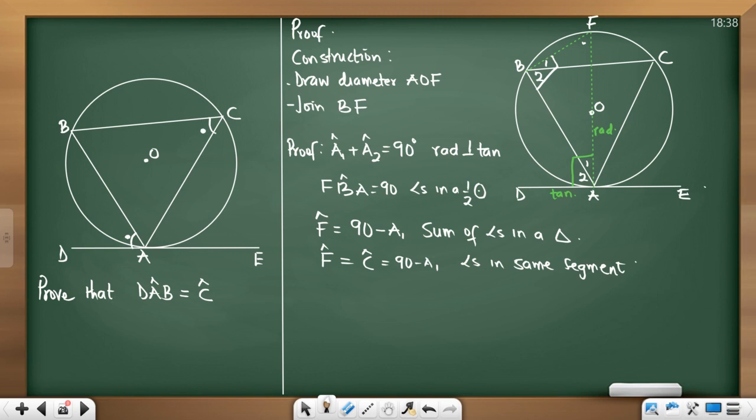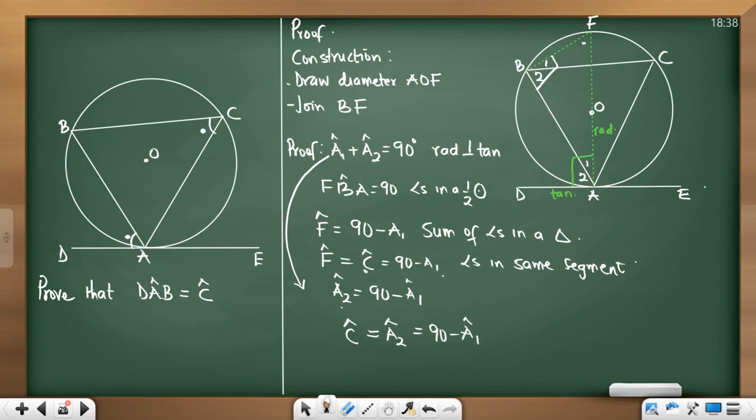So I now know that my C is 90 minus A1. But what is A2? Look at this. Remember, A1 plus A2 equals 90. What is A2? A2 equals 90 minus A1. What do you notice? That angle C, therefore, which is 90 minus A1, is the same as A2. Angle C is equal to angle A2, which is 90 minus A1.